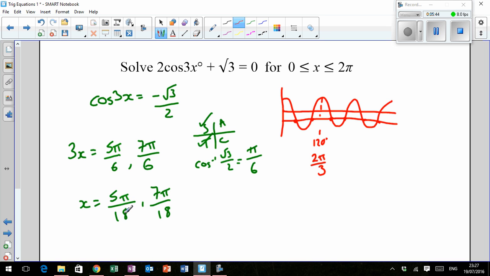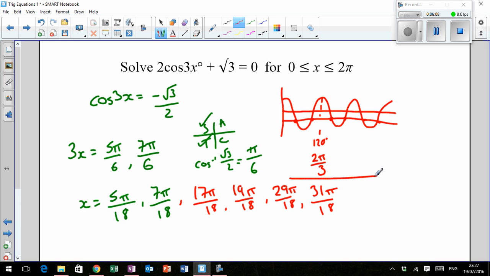Now 2 pi over 3 in terms of 18ths is going to be 12 pi over 18. So we're getting an extra 12 on top, so that's 17 pi over 18, 19 pi over 18. And then again, we need to add on 12 pi over 18. So that's going to be 29 pi over 18 and 31 pi over 18. Okay, so I've run out of room over here, but that is all your solutions.